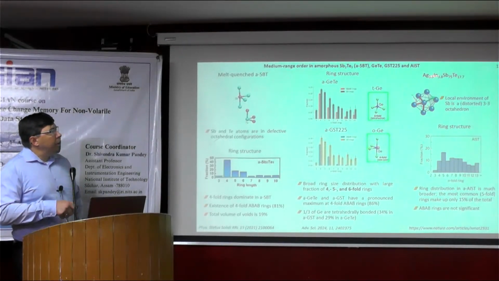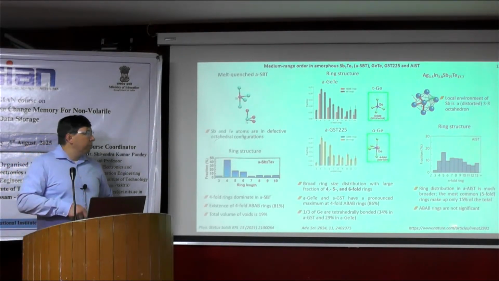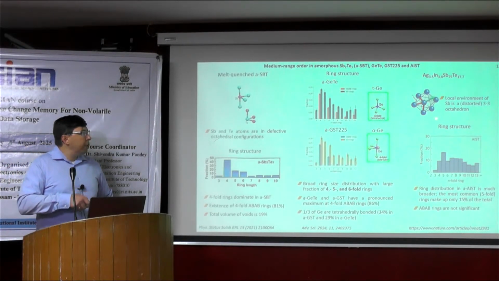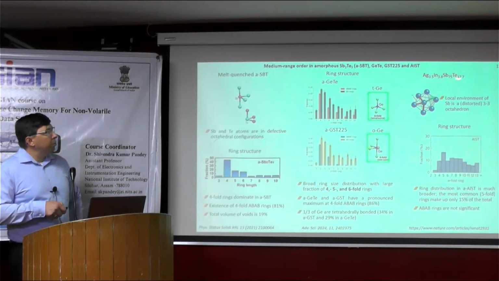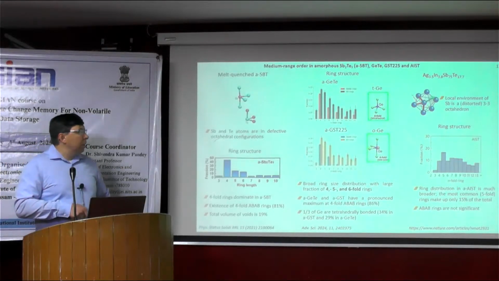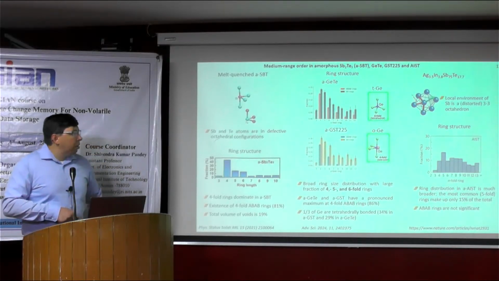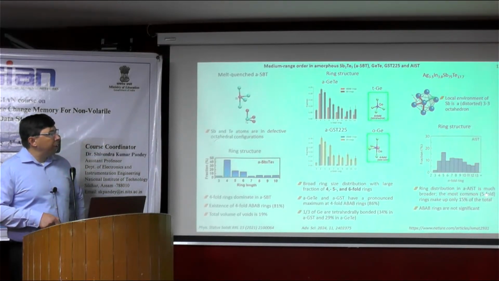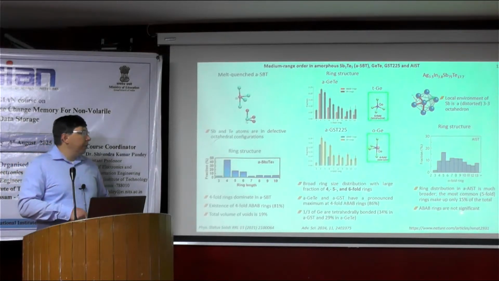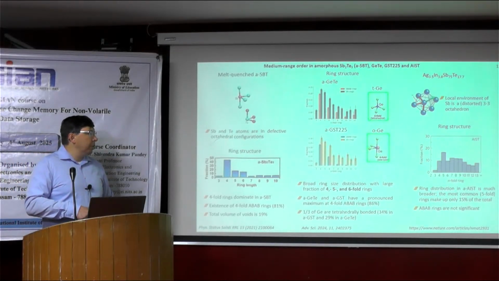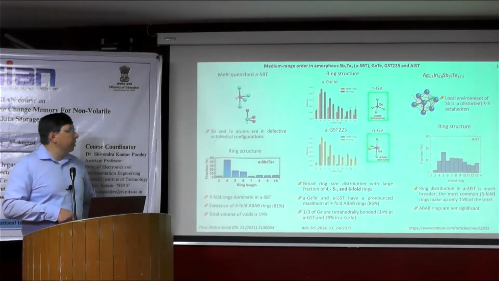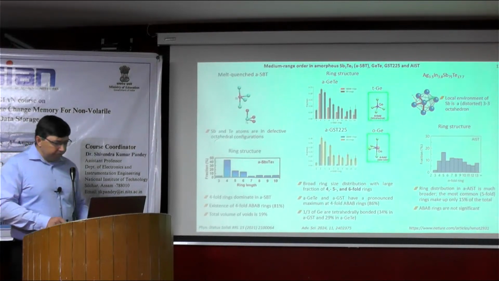AIST, this is another phase change material, silver indium antimony telluride. It has an even larger ring statistics distribution. Most are 5-fold rings here, they have a large number of 5-fold rings, but also a huge difference in the other rings. And here they don't have ABAB rings. They are not so significant in this material.